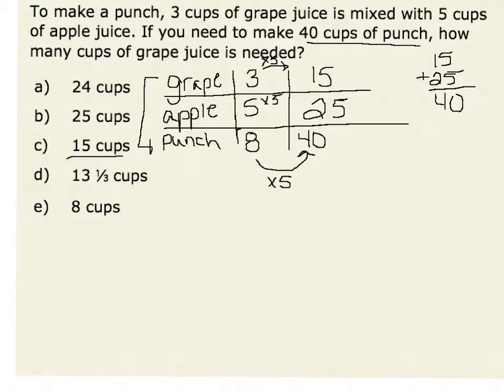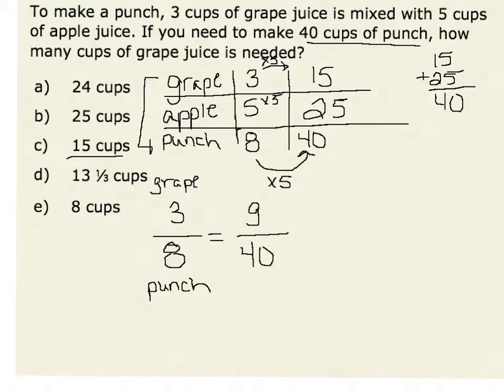Another way that I could solve this problem is to set up a proportion, and in this proportion I want the part grape juice to the total parts of punch. Therefore, my part-whole ratio would be 3 cups grape to 8 cups punch. Again, writing the part grape to part apple as a part-whole, part grape to whole punch. I know I want an equivalent ratio where I need to determine the amount of grape juice when I have 40 total cups of punch.